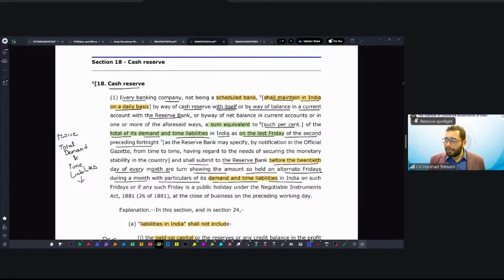Are you getting the point over here? So one part is basically with respect to your calculation. Yes, we are required to calculate demand and time liability. Second part is with respect to maintaining on a daily basis.